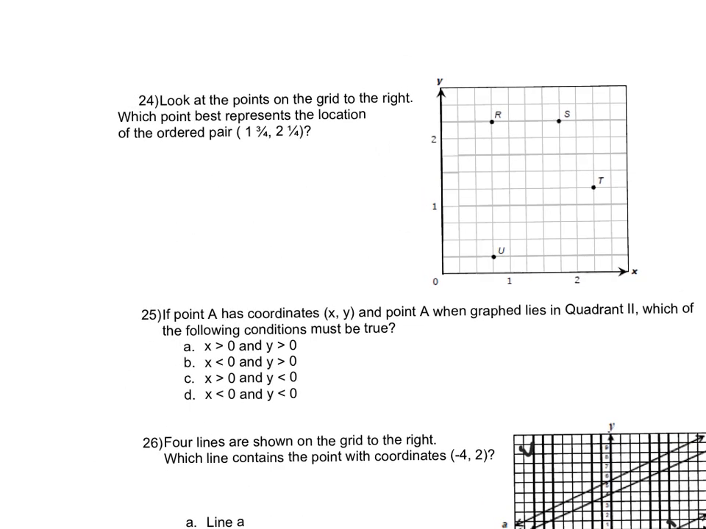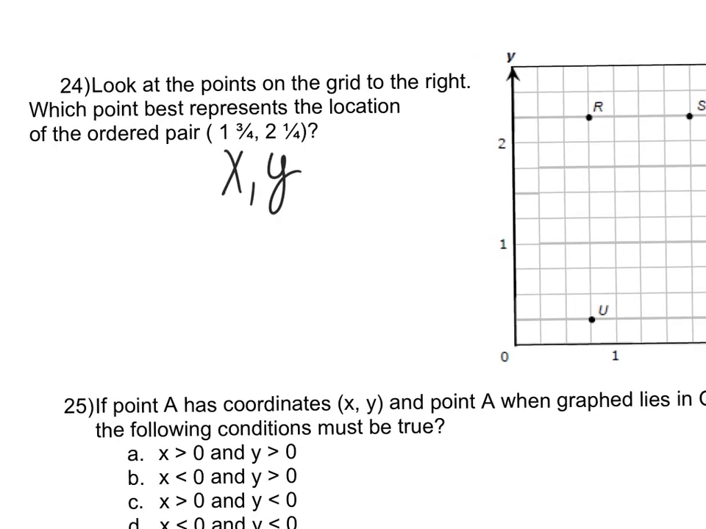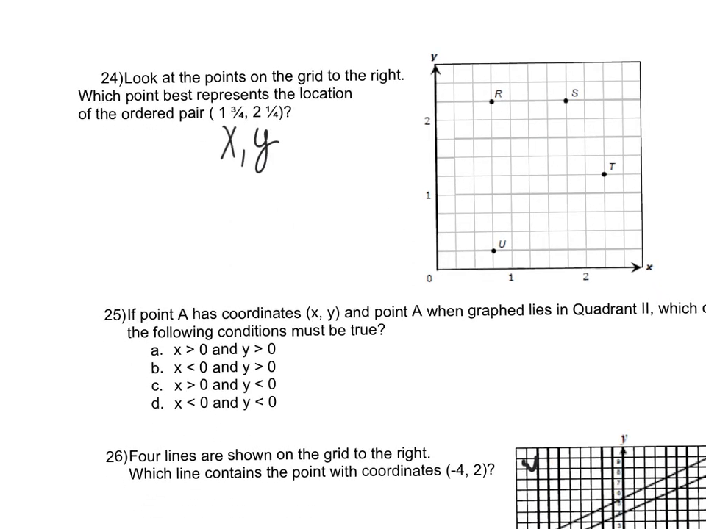Our next question says, look at the points on the grid to the right. Which point best represents the location of the ordered pair 1 3/4 and 2 1/4? Remember, we always start with our x, and then we go to our y. So I'm looking for 1 3/4. Here's 1, here's halfway, so this must be 3/4. And then I move up my line to 2 1/4. Here's 2, and then the quarter should be point S.